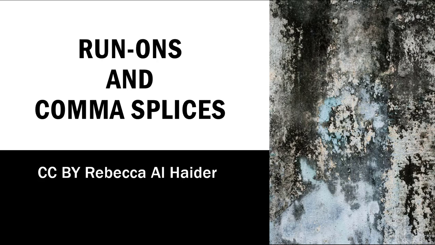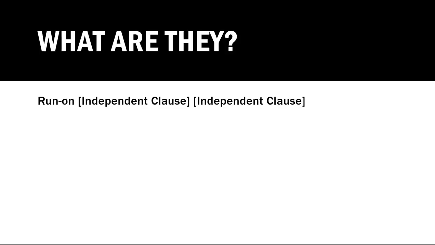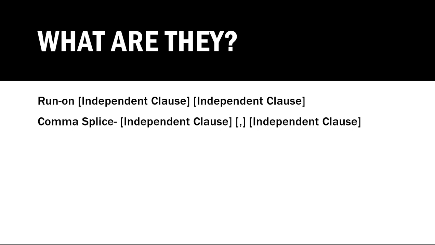This lesson will cover run-ons or fused sentences and comma splices. So what are they? A run-on sentence is when you have two independent clauses or two sentences with no punctuation or conjunction. Many writers try to fix a run-on sentence error by putting a comma, but this creates a comma splice error, which is when you have two sentences connected by a comma. Both of these errors should be avoided.